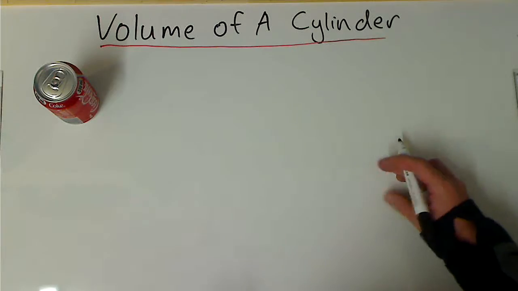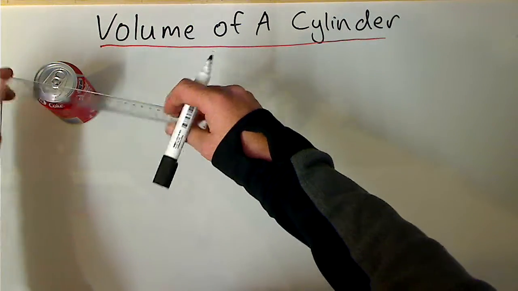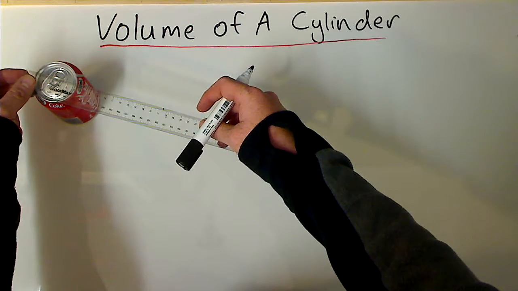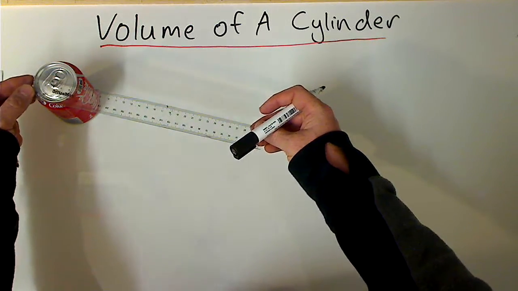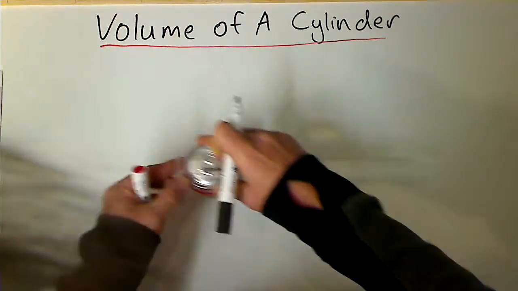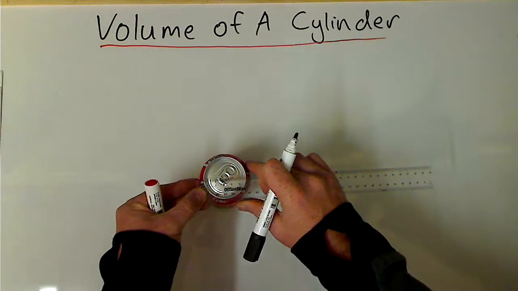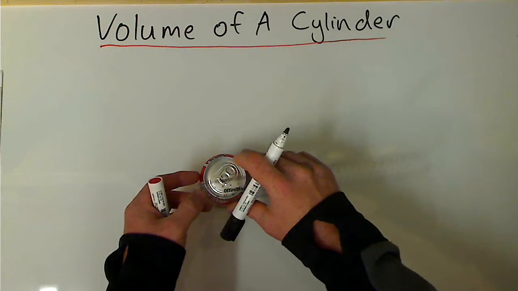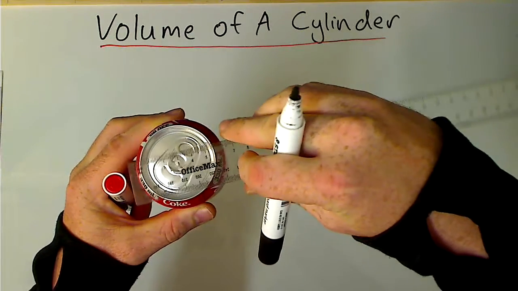How do we start? Well, we start by measuring. We need to know the radius, or halfway across, of the Coke can. Okay, so we'll say that that's about 7 in diameter. Do you agree?